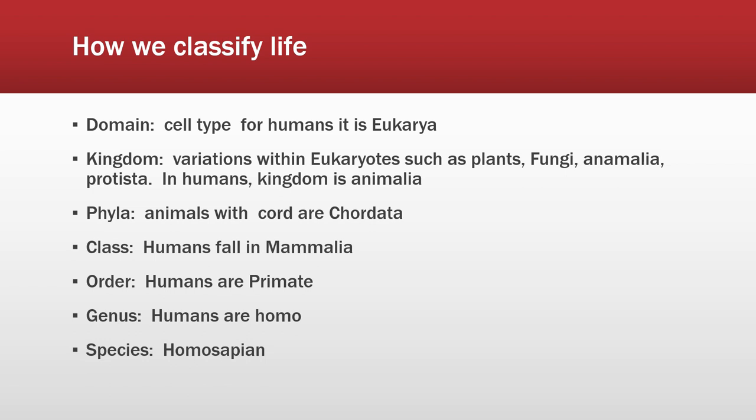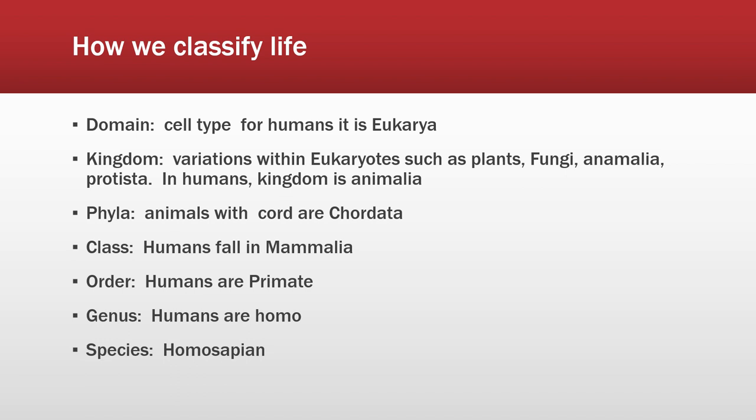Now that we have all these different ideas, we can actually talk about how we classify life. Now, I'm going to use humans. If you remember, we have domains, which is cell types. And in the domains, we actually have the archaea, the bacteria, and the eukarya. Humans would fall under eukarya. Now, as evolution continues to occur, we actually have more divisions, and we end up getting kingdoms. And kingdoms are organisms that are more closely related. In eukaryotes, we have plants, fungi, animalia, protista. Us humans, we fall under the animal. But you have different organisms that can actually continue to evolve and change, and so you have variations.